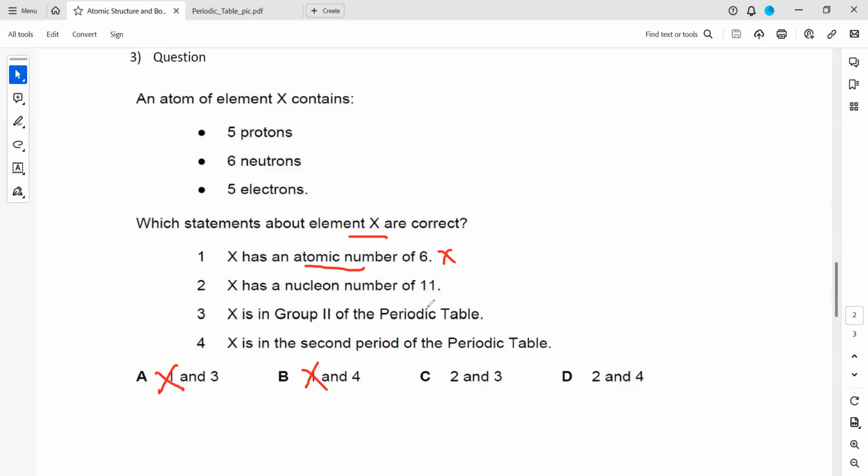Then X has a nucleon number 11. Nucleon number means the sum of neutron and proton. So when we add neutron and proton, we get 11. Yes, we get 11. So either C can be an answer or D can be an answer.